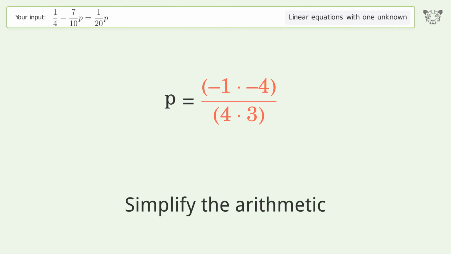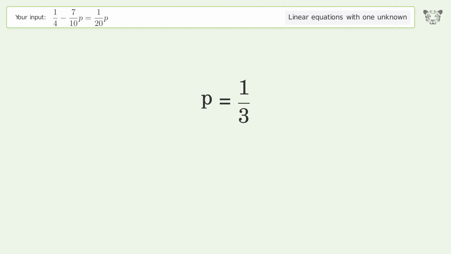Simplify the arithmetic. And so the final result is p equals 1 over 3.